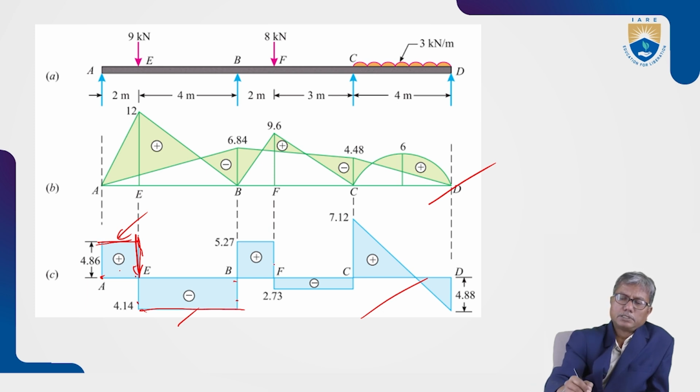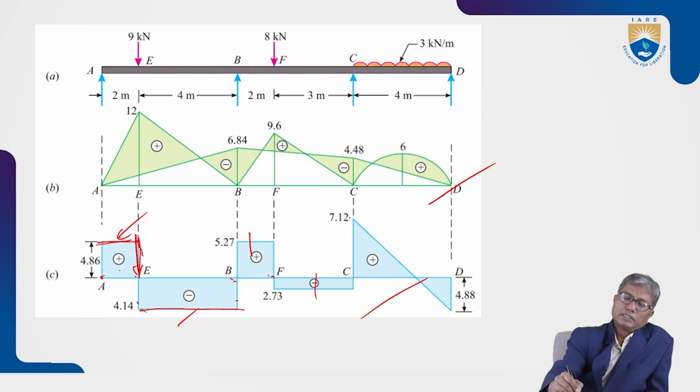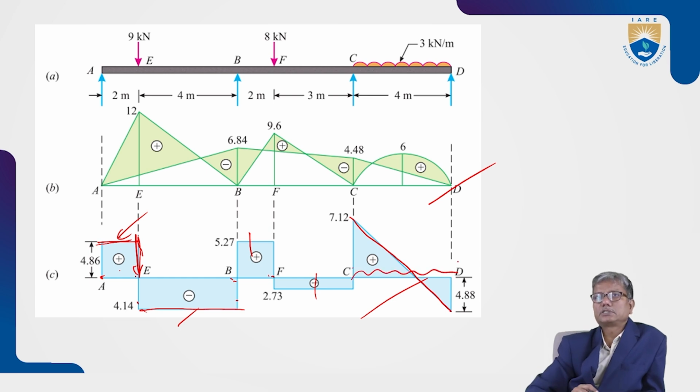Similarly, in BF there is no load in between. Similarly, between F and C, there is no load in between. And this straight line variation of shear force shows that there is a uniform variation of load. It indicates a uniformly distributed load over the span.